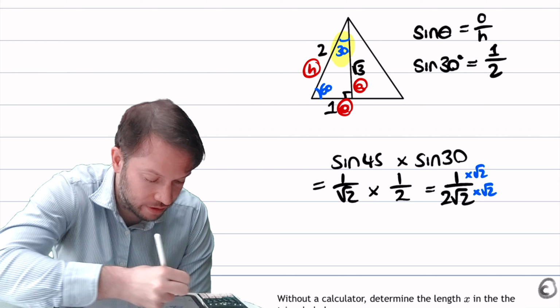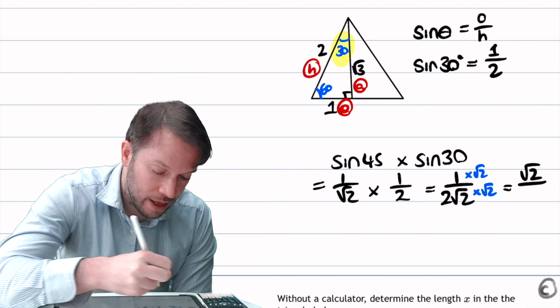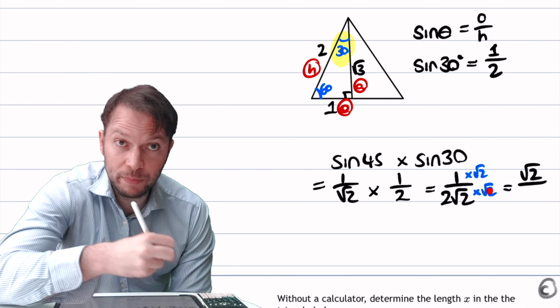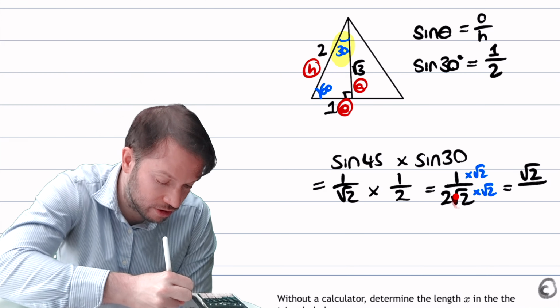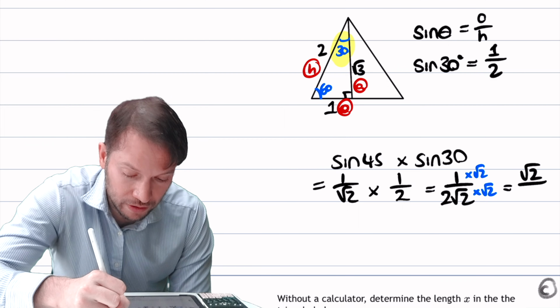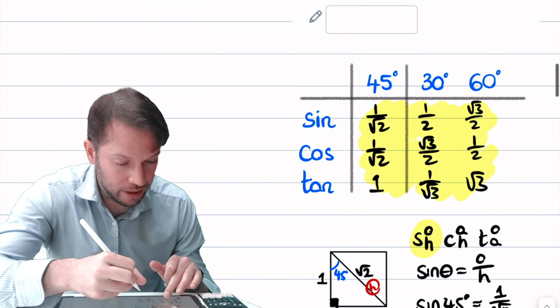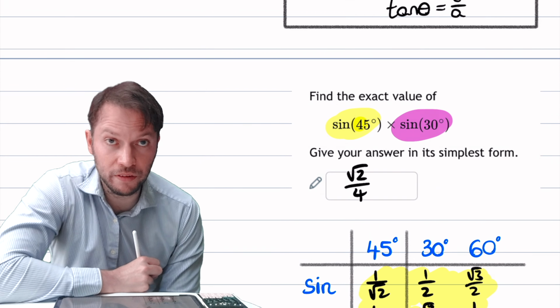And then what happens is that the 1 times root 2 at the top just becomes root 2. And then the root 2 times root 2 here just becomes 2. When you times a surd by itself, it gets rid of the square root. So root 2 times root 2 is 2. Times by this extra 2, 2 times 2 is 4. So we get 4 at the bottom. So therefore the answer is root 2 over 4. And that is the final answer in its simplest form.